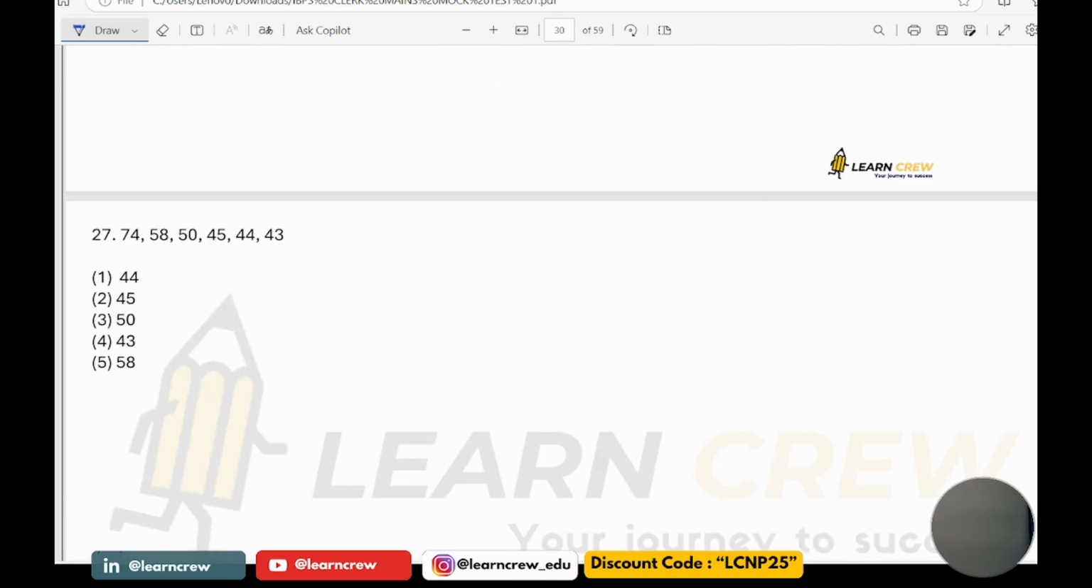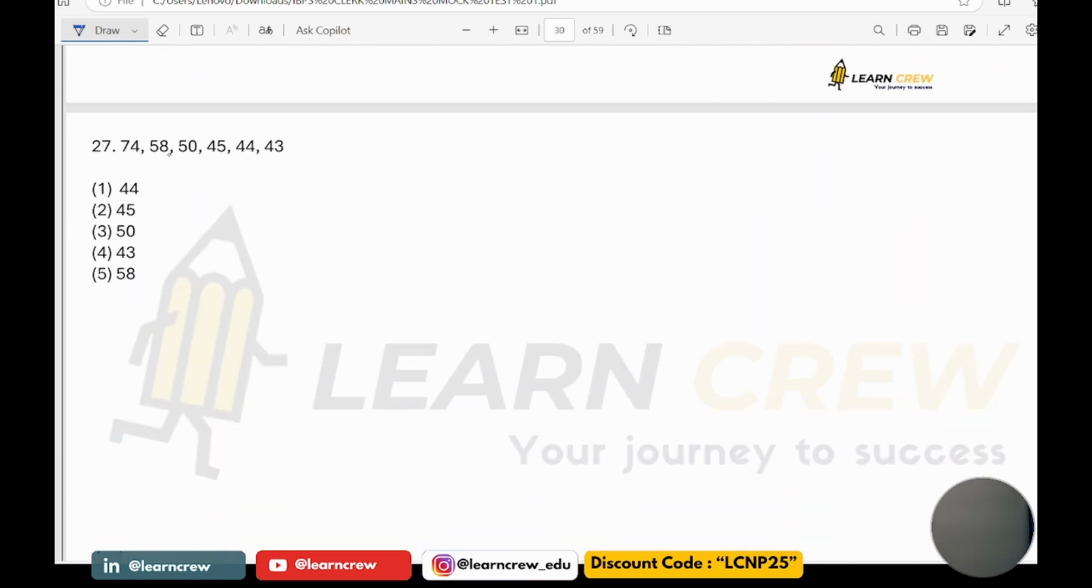Next, 74, 58, 50, 45, 44, 43. If you see here, difference is 1. Here difference is 16. Here difference is how much? 8. 16, 8, half.